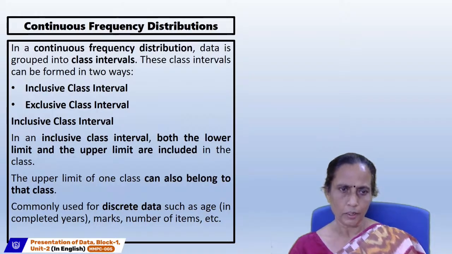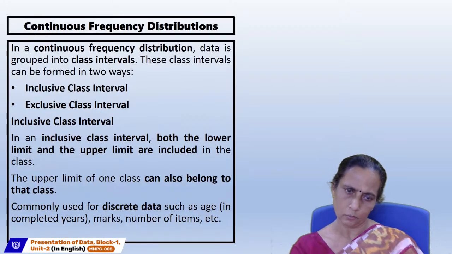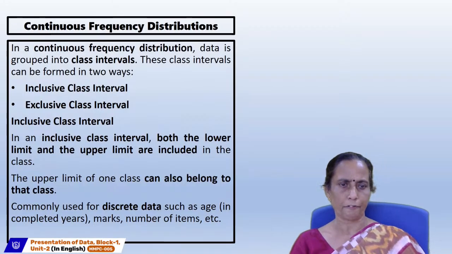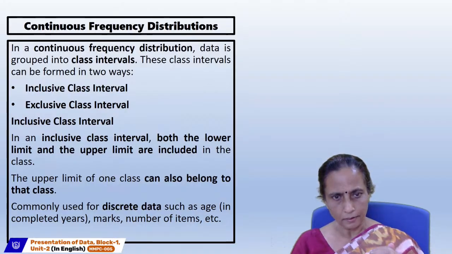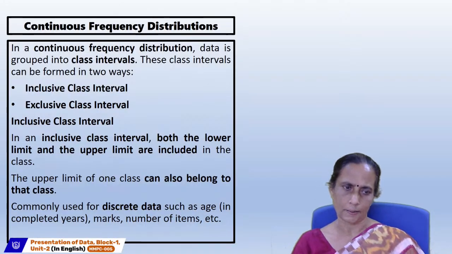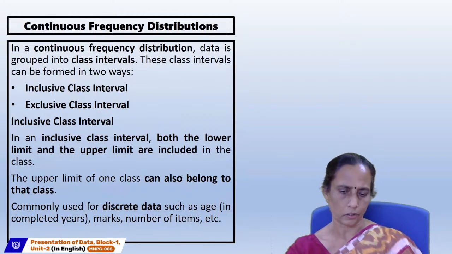Whenever we take the values where both 0 and 10 are included in that particular frequency, then it is called your inclusive class interval. The upper limit of one can also belong to that class. Commonly used for discrete data such as age in completed years, marks, number of items, etc.